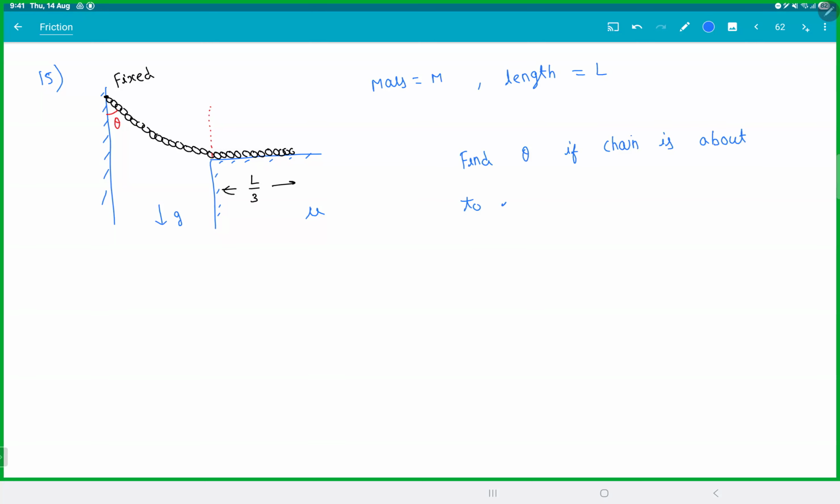So every time you hear this phrase about to slip, meaning indirectly they're telling you friction is maximum. Because if I simply say it is not slipping, friction can be anything less than maximum, then it will become difficult to solve. Let's get this.